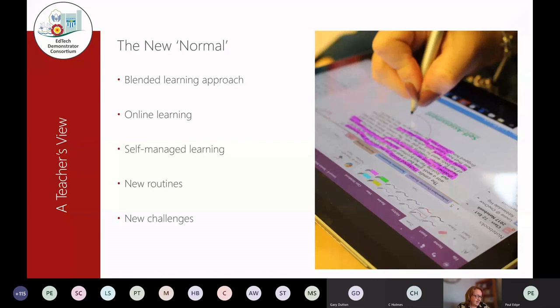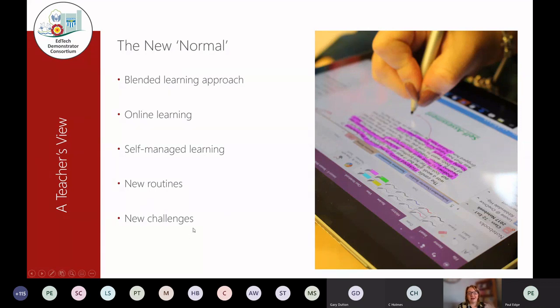In terms of new routines, this has not just been for pupils, it's also been for many, many staff in terms of other commitments that they might have outside of school, whether they have children or people they're looking after or whatever it may be. The pupils might have different responsibilities within the home.